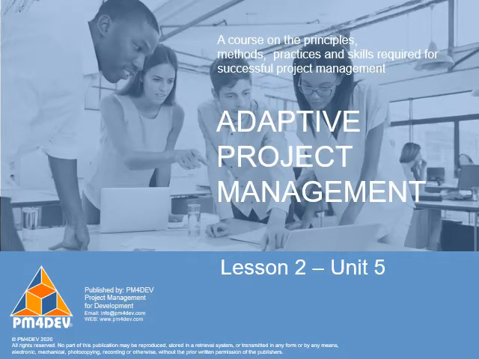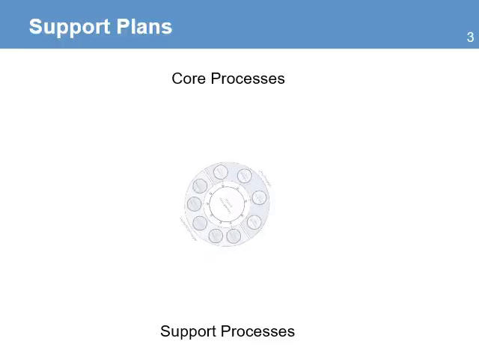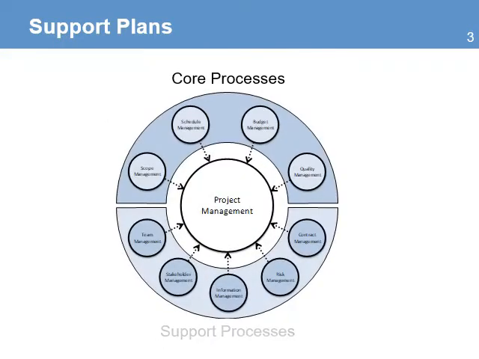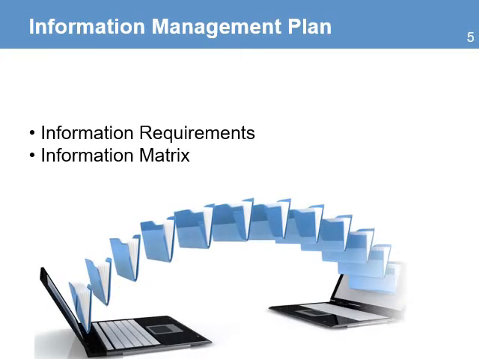Lesson 2, Unit 5. The Project Support Plans, Part 2. We continue with the support plans. We're going to look at the next set of support processes. The next processes that require plans are information management, risk management, and contract management. The information management plan deals with efficient use of project information.